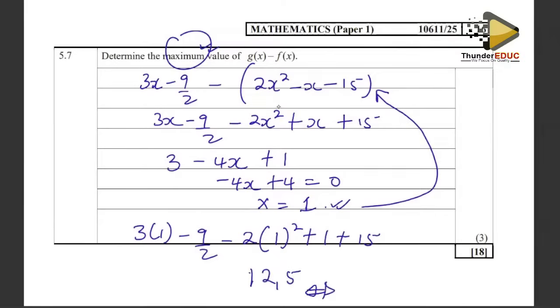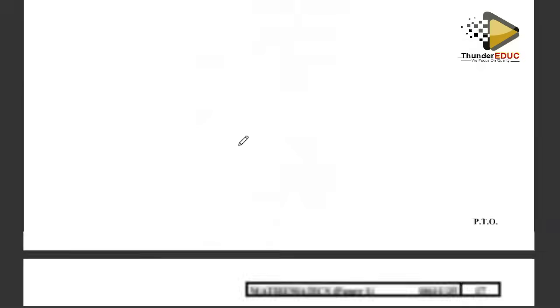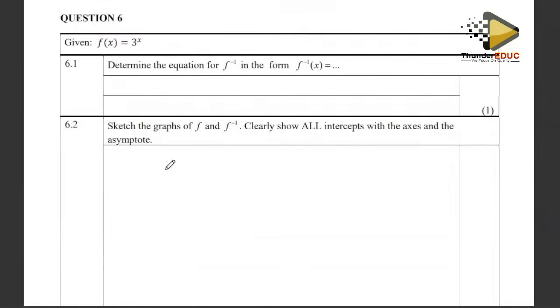Okay, the maximum is 12,5. All right, so that is what I would have obtained for that particular question. Question 6, we have f of x is 3 to the x. They want us to get the inverse, in this form. So the inverse is basically log x base 3.